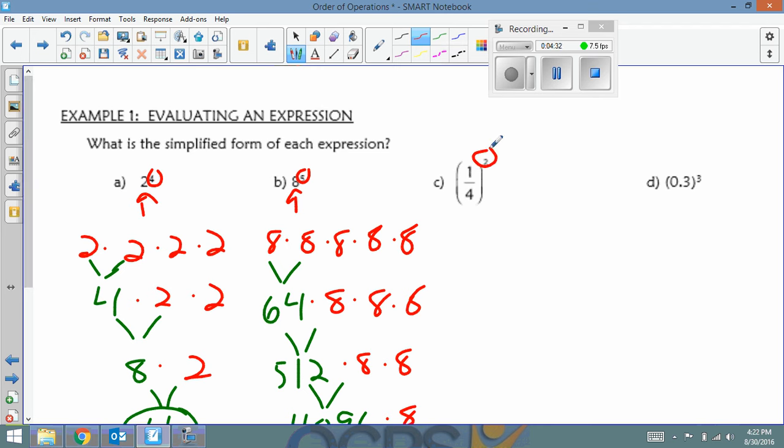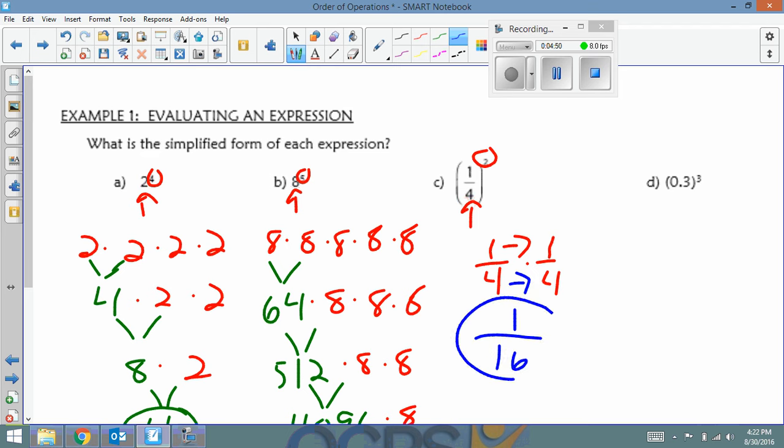So we're going to take that, we're going to write this 1 over 4 twice. So 1 over 4 times 1 over 4. Remember, when you're multiplying fractions, you're multiplying straight across. So we're going to do this. 1 times 1, which is 1. And then 4 times 4, which is 16. So our answer here would be 1 over 16.